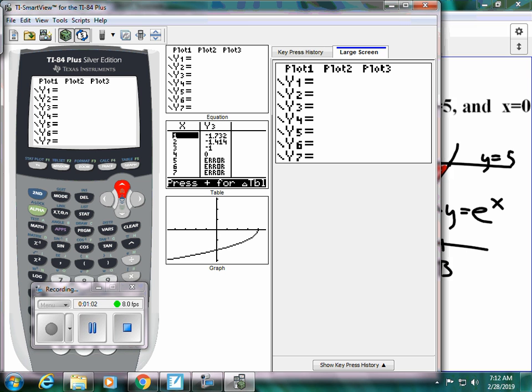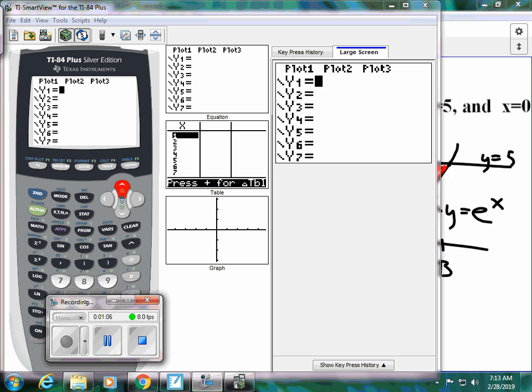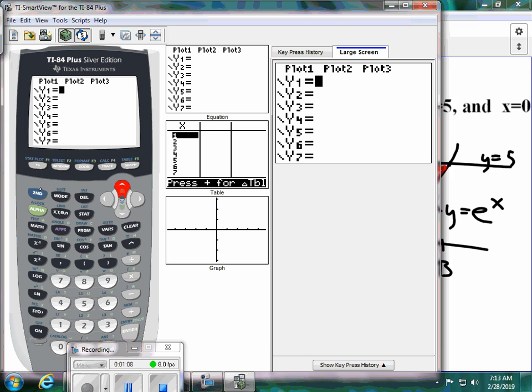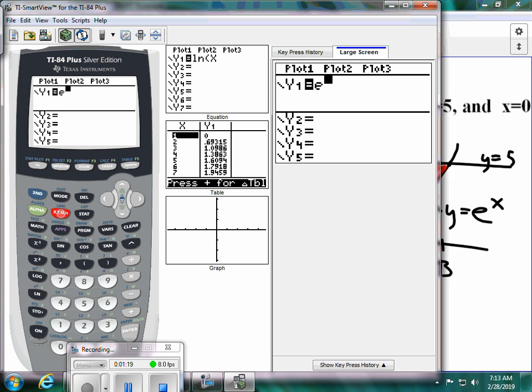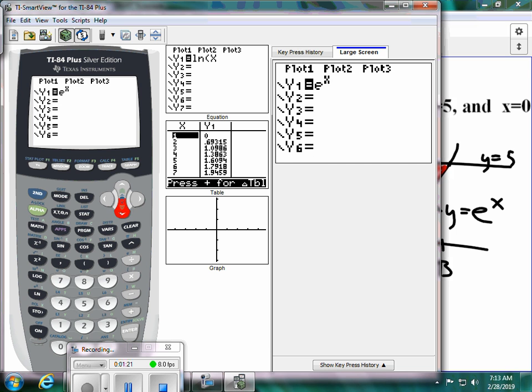All right, so we're doing number 2. So we have y equals e to the x, and y equals 5. Yeah, this one you really didn't need to use the calculator, because if you just set those equal to each other, it would have been easy enough.